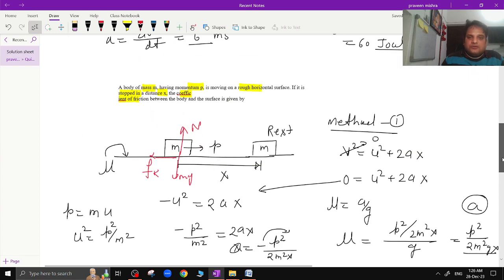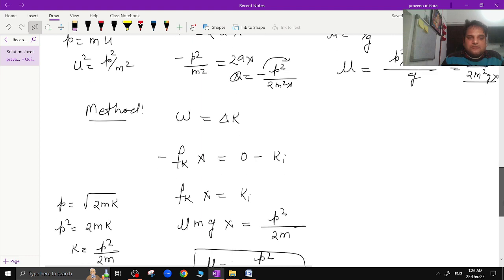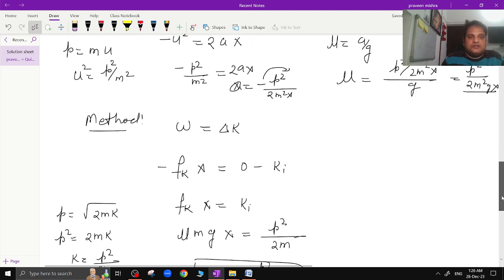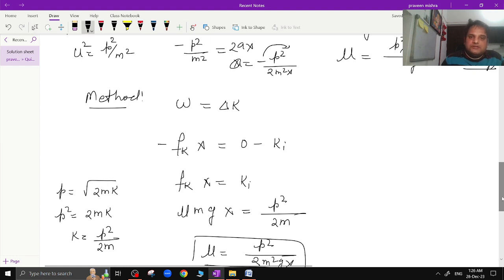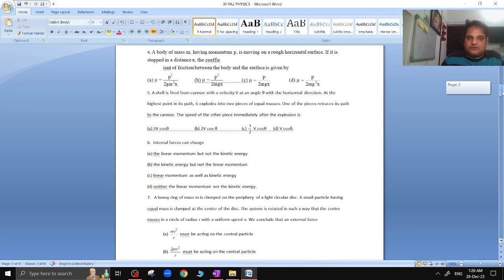This numerical can be solved by both ways, by using the equations of motion as well as by using the concept of the conservation work energy theorem. This is basically the work energy theorem. Now proceed to the next question. This is once again a very good question.